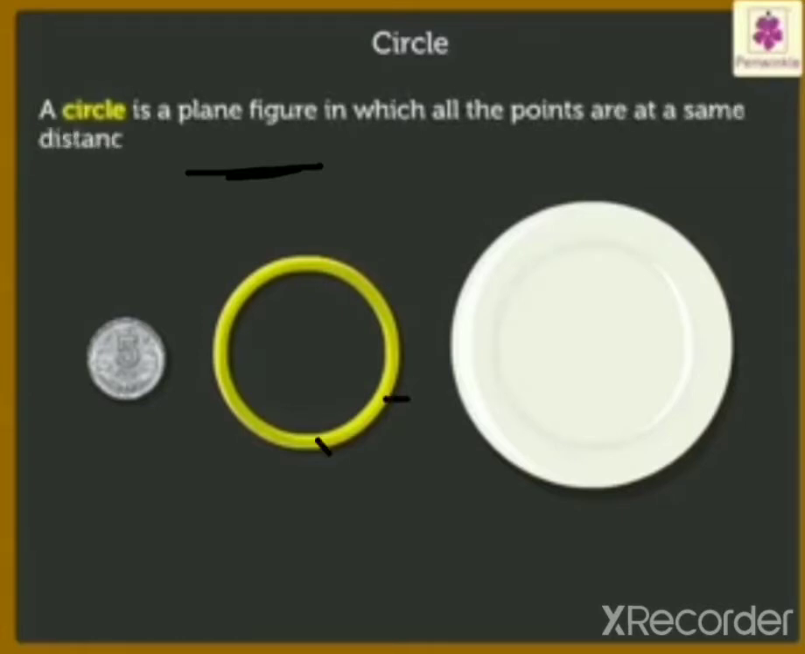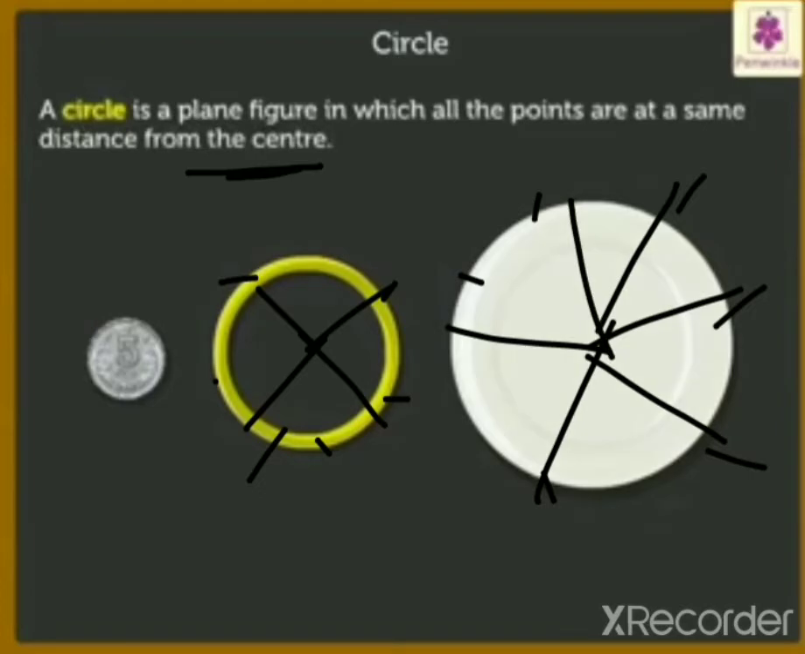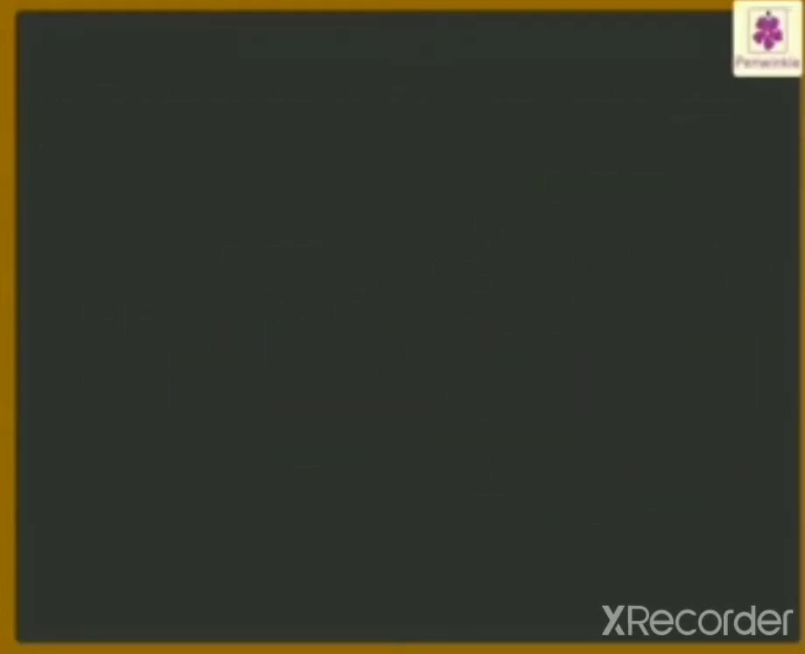All points on the circle, these points. Okay, this is circumference, and all points on this circle are at same distance from the center. Suppose this is the center, so all points will be at a same distance like this. These all are at same distance. So this is called circle. So circle, the distance of all points from the center is same.